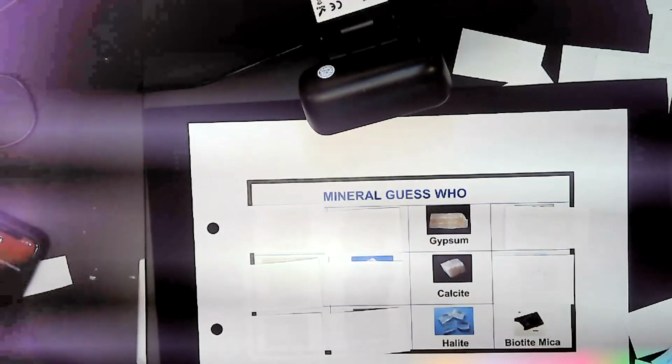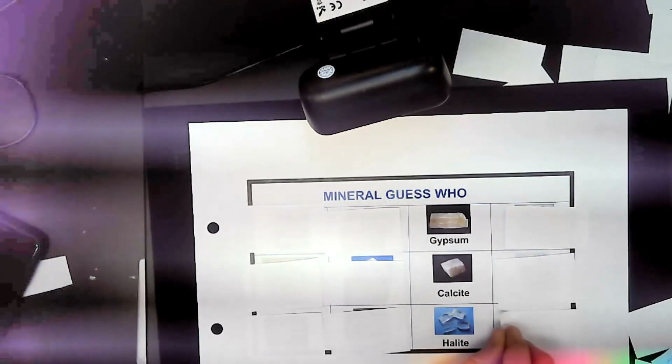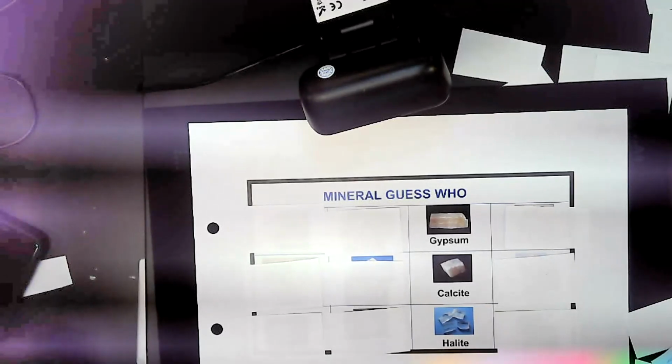So look at mine. I got gypsum, calcite, halite, and biotite mica. What can I ask to separate those? What did we just learn about calcite? Is it thin, flexible? Mine is not flexible in thin sheets. Does it have color? They all have colors. Ask a better question. Is it white? Mine can be white.